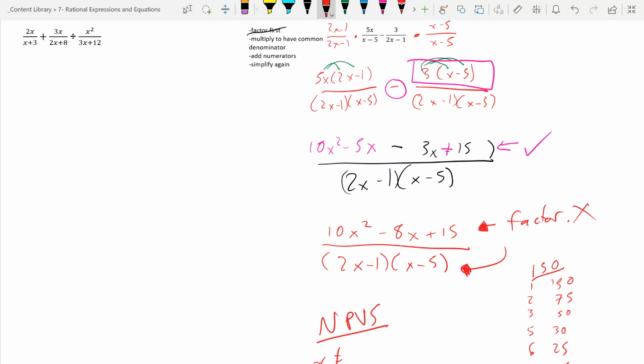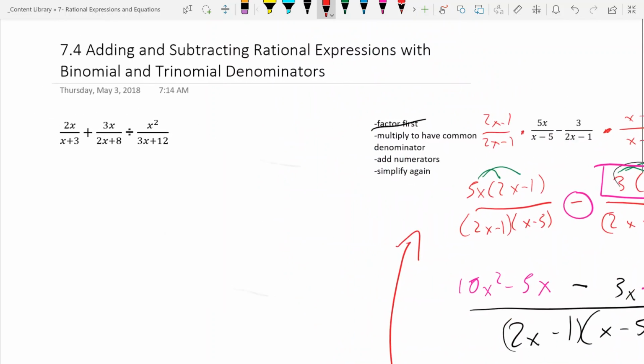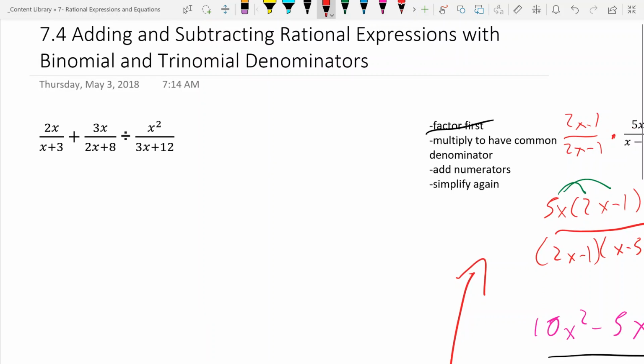So x cannot equal, obviously, from here, 5. And from here, 1 over 2. I'm going to look back at earlier steps to see if I missed anything. And I didn't, so that's it. That's done. When we do a little bit trickier one, this one initially you see right away addition and division.